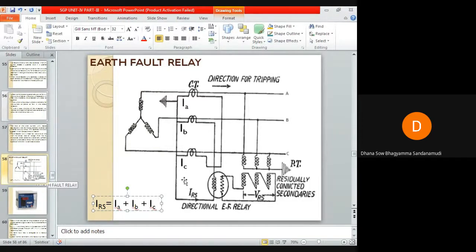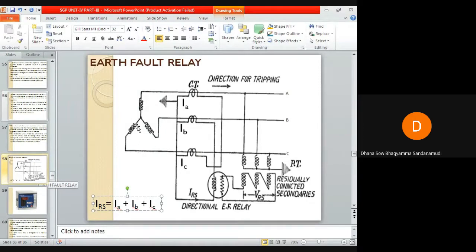The magnitude of the earth fault current will always depend on the fault impedance. In case of earth fault, the fault impedance will depend on the system parameters and also on the type of neutral earthing, whether the neutral is solidly grounded or grounded through a resistance or reactance. Here in this image the neutral is not grounded; I have not connected this neutral to the ground.